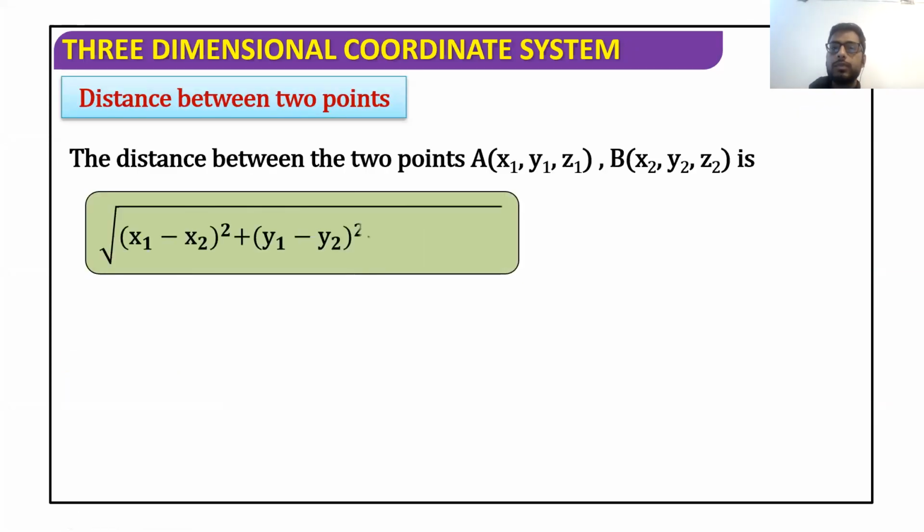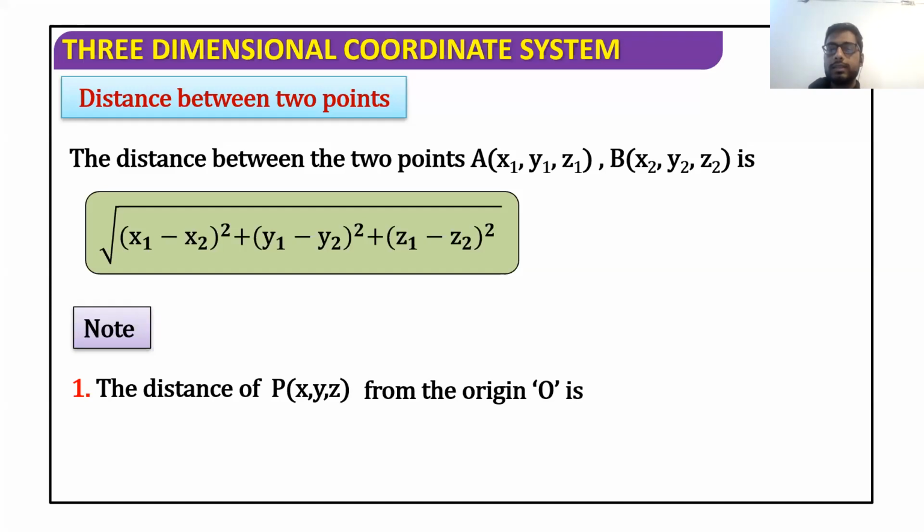The distance between two points, this is your distance formula. If I have two points x1, y1, z1 and x2, y2, z2, then the distance between them can be easily found by using the square root of x1 minus x2 square, plus y1 minus y2 square, plus z1 minus z2 square. I can also write this as x2 minus x1 square, plus y2 minus y1 square, plus z2 minus z1 square. As it is square, writing in inverse order won't make any difference.